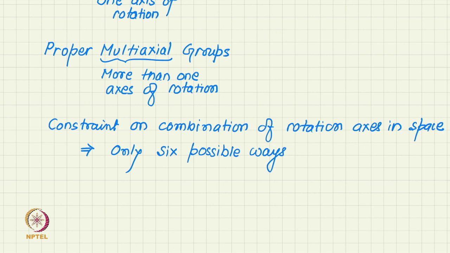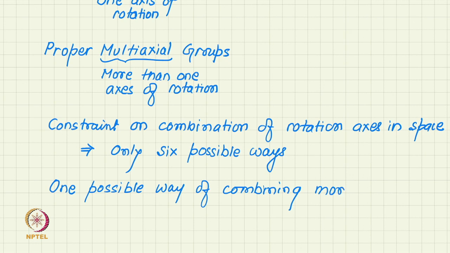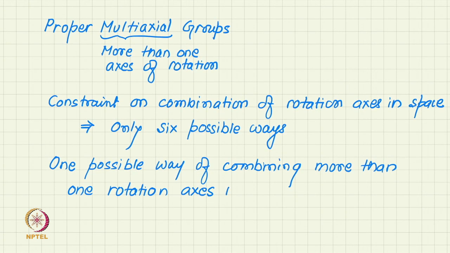One possible way of combining more than one rotation axis is to place a two-fold axis perpendicular to an n-fold axis.